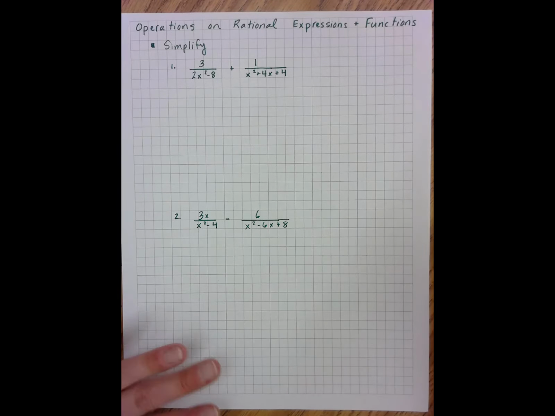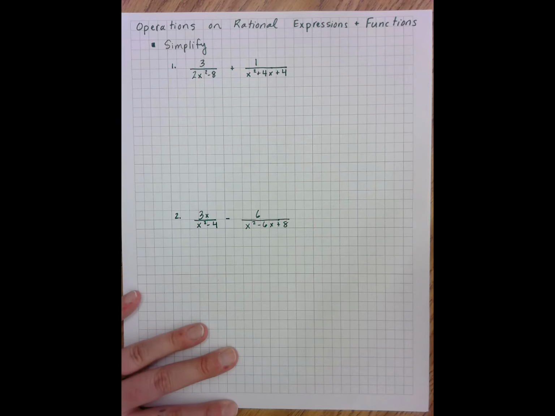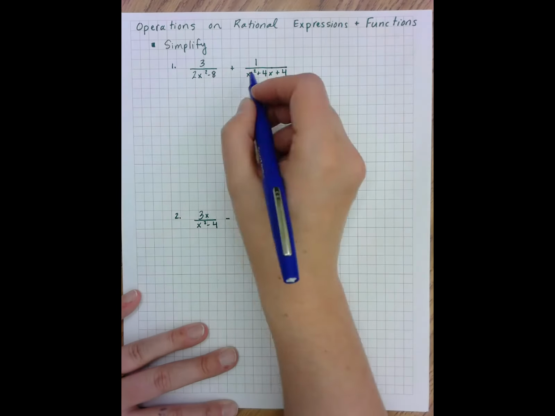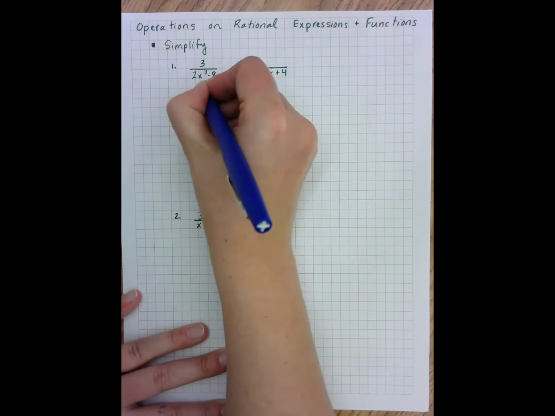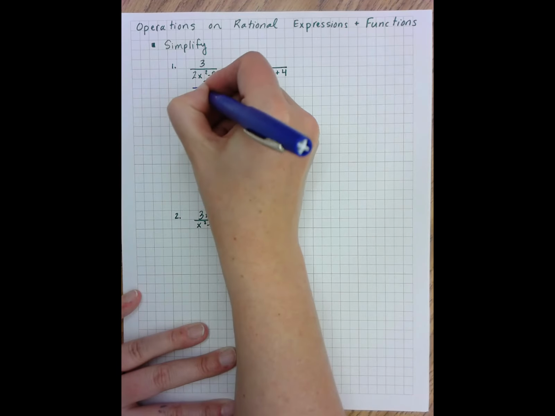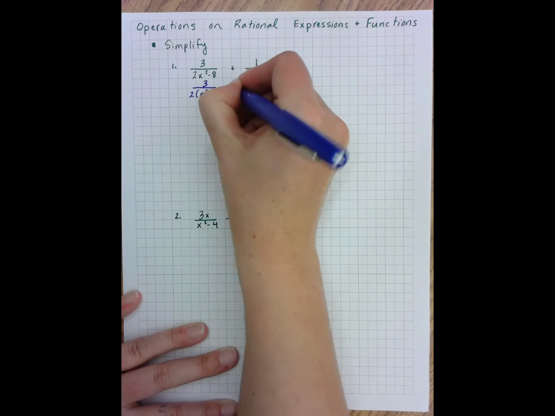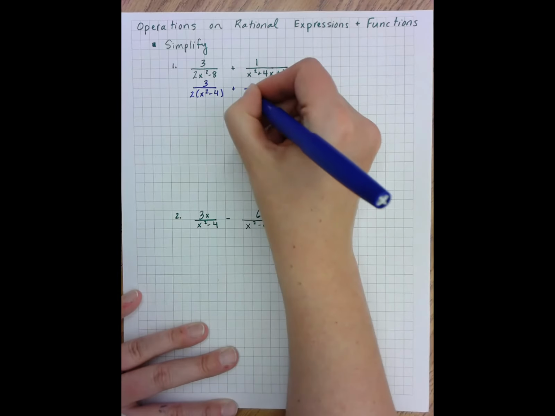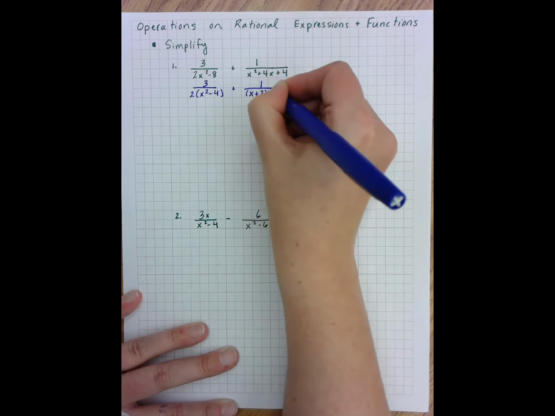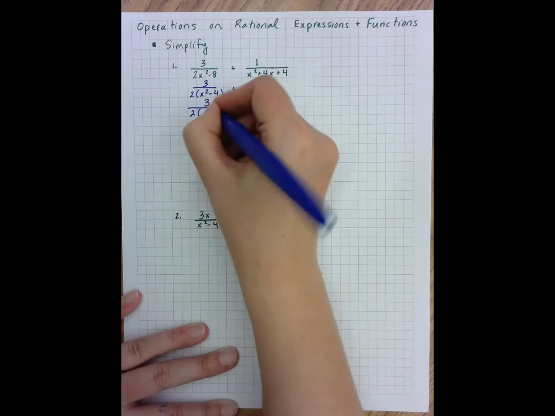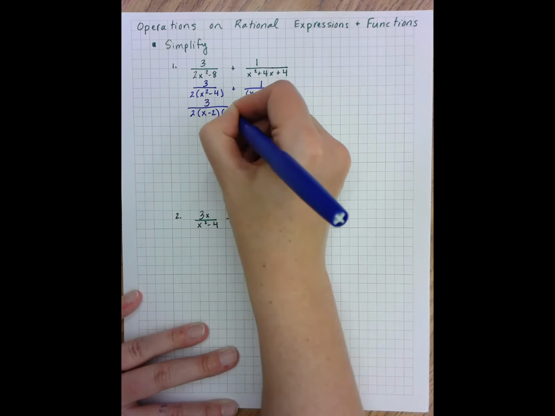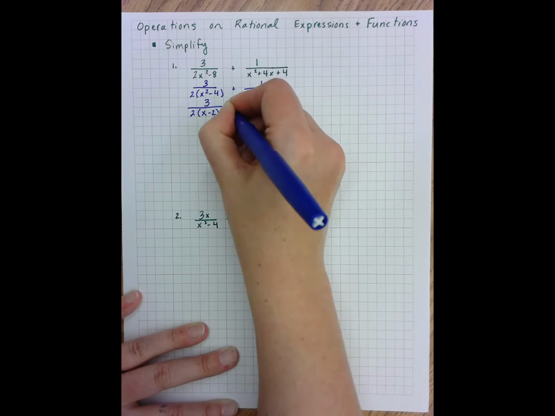If you remember, when you added fractions, when you added rational numbers, you had to have a common denominator. So the first thing I'm going to do is rewrite both of these with their denominators factored. So I have 3, I can pull out a 2. This is x plus 2 quantity squared. And then factor x squared minus 4 to be x minus 2, x plus 2.